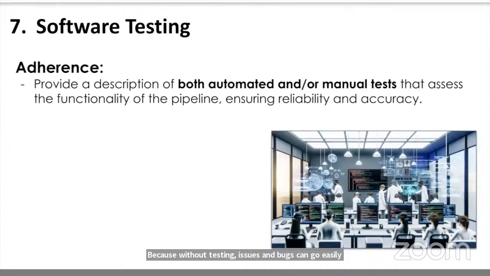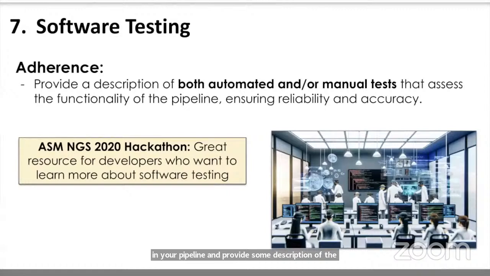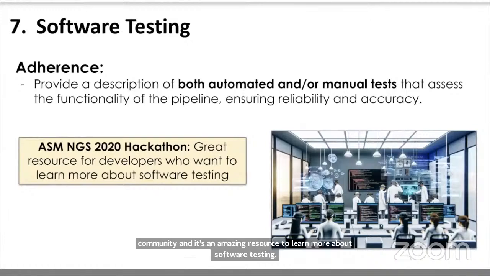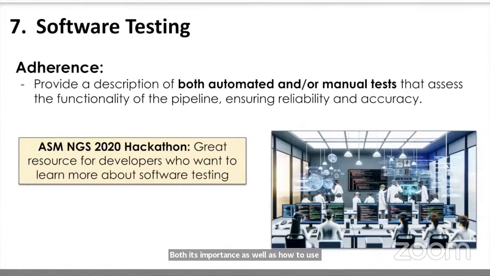And so to adhere to this practice, start writing tests in your pipeline and provide some description of the tests being done to ensure reliability and accuracy. And if you're a developer and you're interested in learning more about this subject, I can't recommend highly enough to check out the ASM NGS 2020 hackathon available on GitHub. This was a virtual hackathon hosted by folks within the micro-BinFi community, and it's an amazing resource to learn more about software testing, both its importance as well as how to use things like GitHub Actions to set up automated testing of your pipeline.